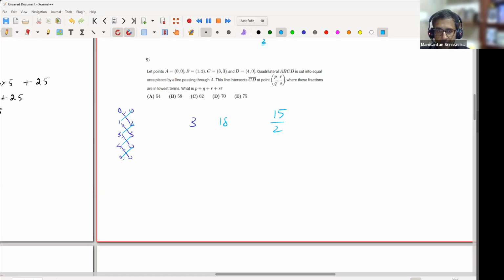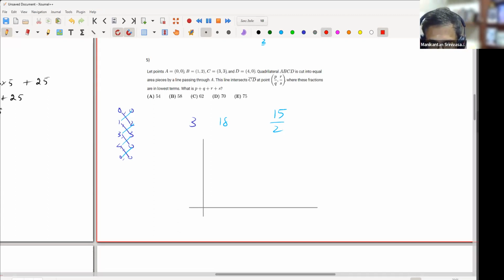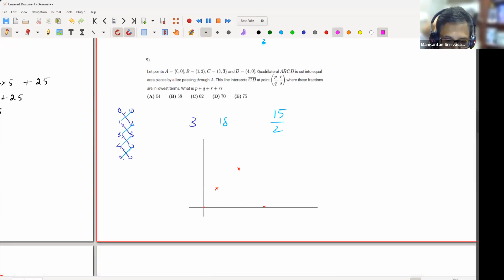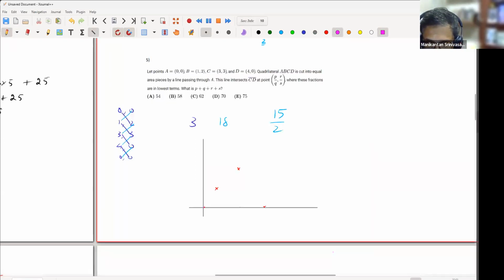Okay, so now the problem is fairly simple, right? Here it says, let's say, I'll just draw the coordinates. We only need positive numbers, right? So we have 0,0 here somewhere. 1,2 is somewhere here. We have 3,3 somewhere here. And then we have 4,0, which is somewhere here. So we have this quadrilateral.